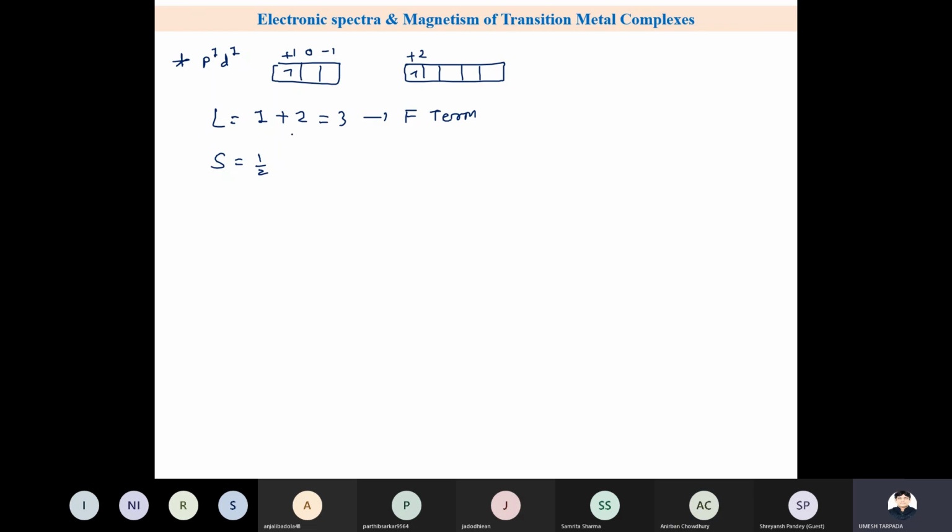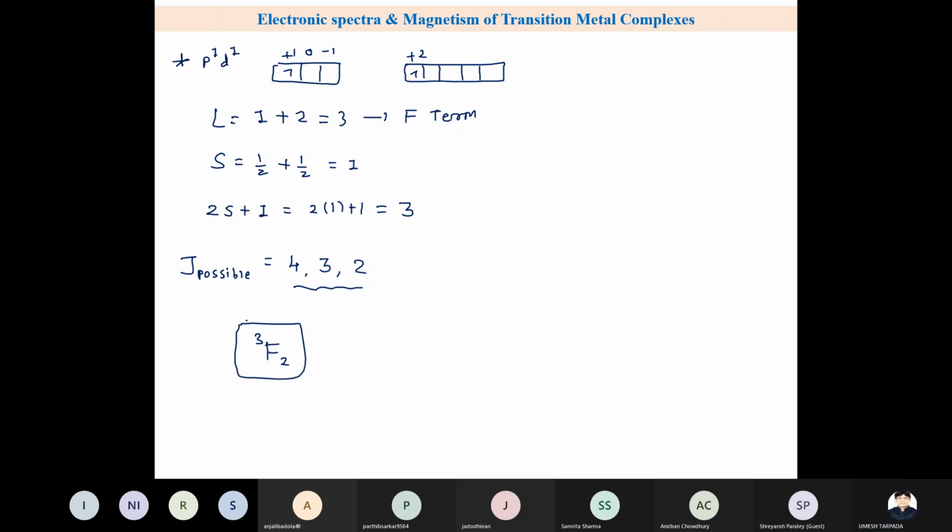You can also give excited states like this. It is an excited state, so you can calculate the term symbol for it too. 1/2 plus 1/2 is 1. So multiplicity is 3. What are the possible J values? L plus S, that is 3 plus 1, so 4, 3, 2. 3 plus 1, 3 minus 1 is 2. How many values are possible? 3. Which will you consider among these? 2. So the term symbol becomes this one. Okay, so it is the ground state term symbol.